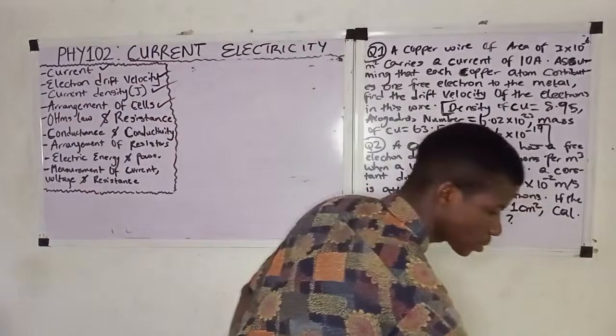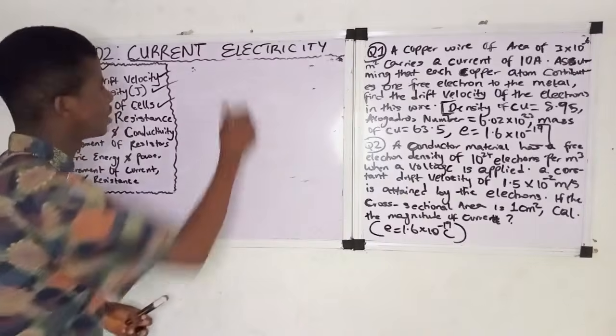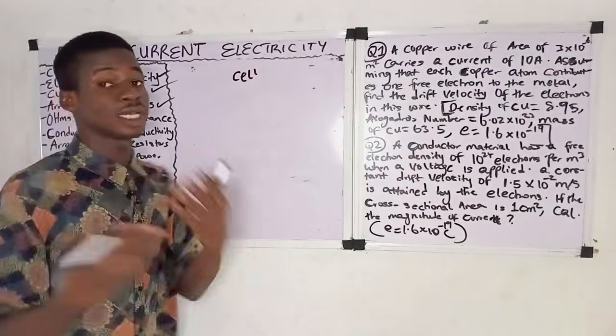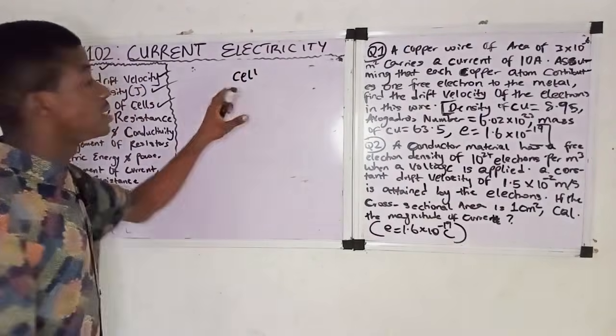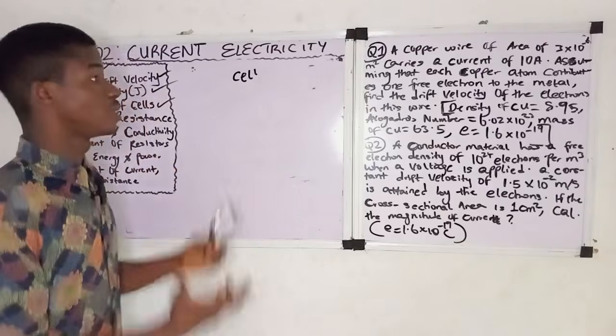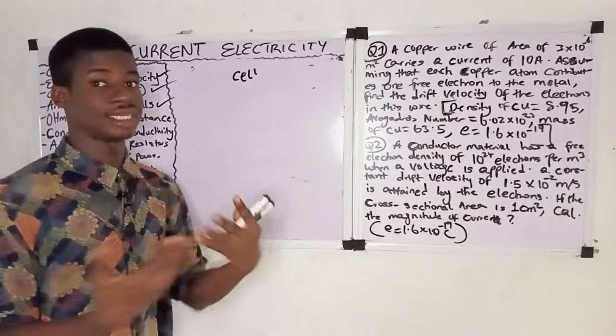Okay, so now let's move to the next part, which is arrangement of cells. Now, what is a cell? This is not a cell in biology. So a cell, or you can say an electrical cell, is a device that converts chemical energy into electrical energy.